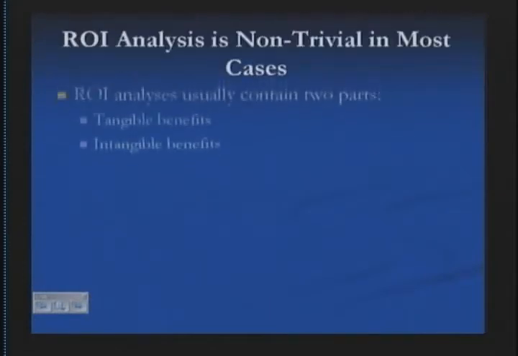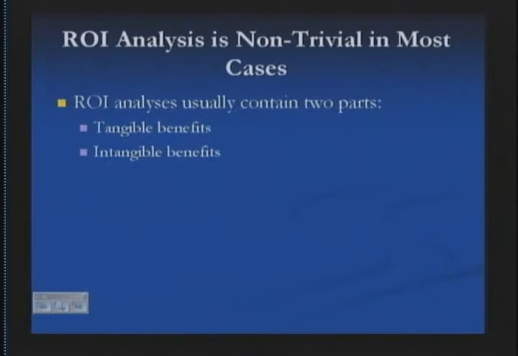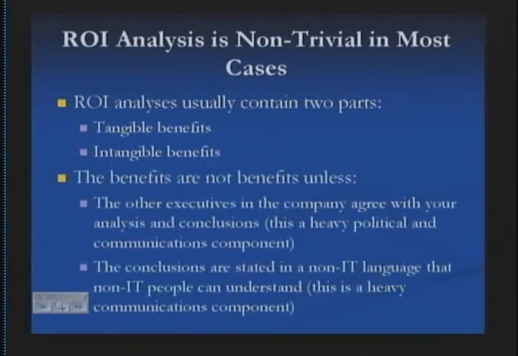Okay. As we've said before, ROI analyses are non-trivial in most cases. They contain two parts, besides, of course, the cost part, but under the benefits part, two types of benefits, tangible and intangible. And this realization that benefits are not benefits unless the other executives in the company are in agreement with you, that those are the expected benefits of the project. Now, if that starts to speak of political communications and a political process, you're getting the right idea.